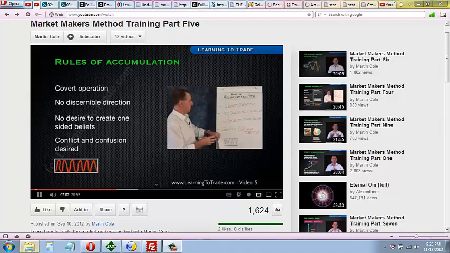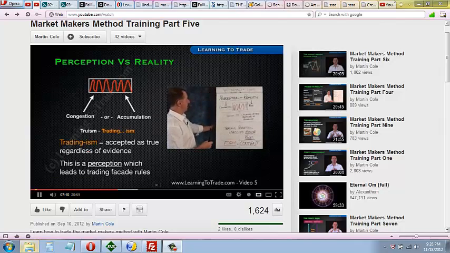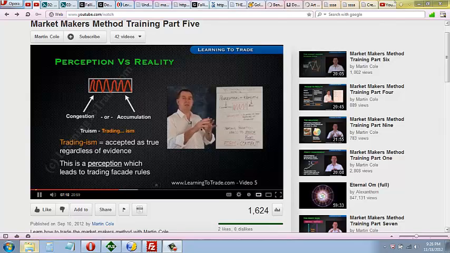So let's have a look at the perception and the reality of this accumulation phase. Perception and reality. The perception I'm associating here with the outside perception. That is, those people looking at the charts, what they perceive, and what they perceive to be true of the market. And on the other side is the reality, which is the market makers' business model.